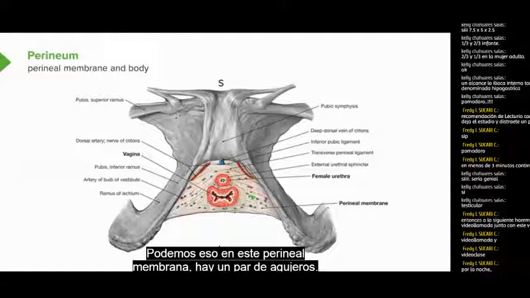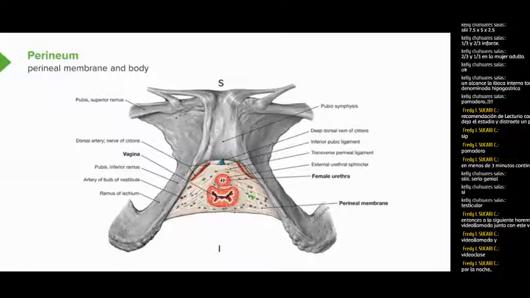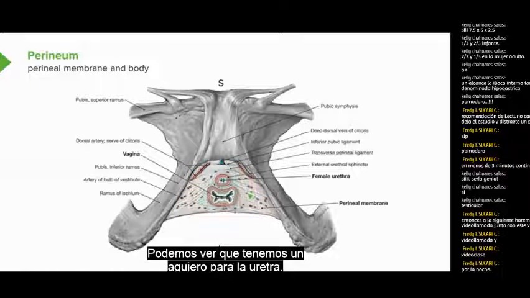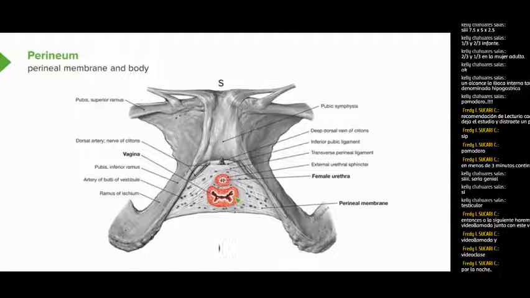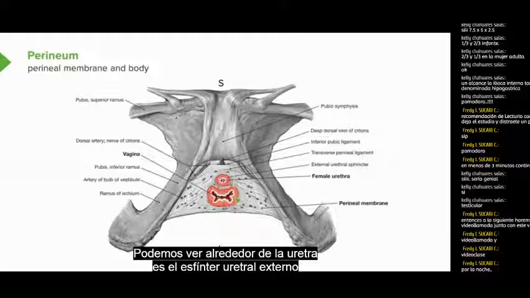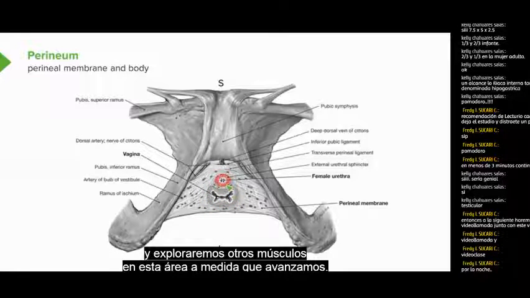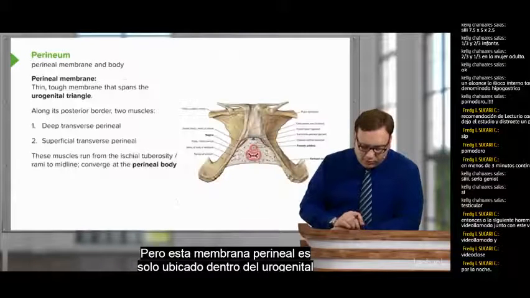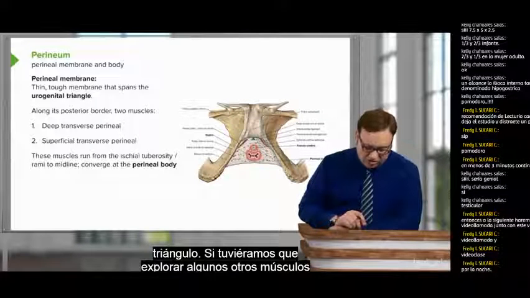We can see that in this perineal membrane, there's a couple of holes. The female is a good one to use as an example because there's two holes. We can see we have a hole for the urethra. We can see we have a hole for the vagina. So these structures are passing through this perineal membrane at the level of the urogenital triangle. We can see surrounding the urethra is the external urethral sphincter. And we'll explore other muscles in this area as we go on. But this perineal membrane is just located within the urogenital triangle.